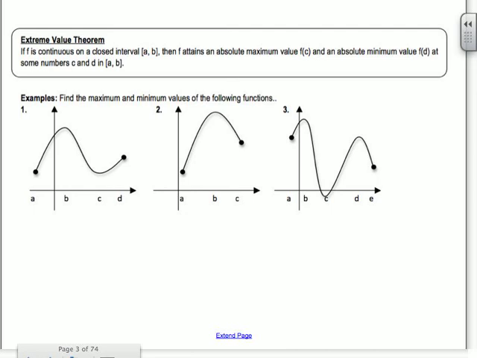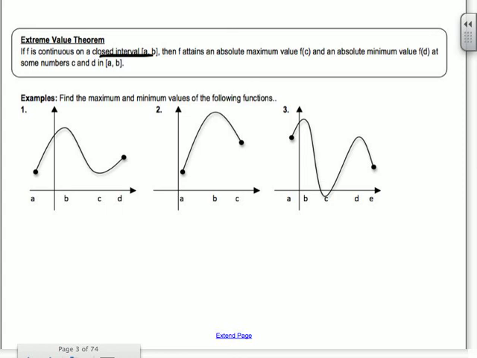Okay, so if f is continuous on a closed interval a to b, then f attains an absolute maximum value f of c and an absolute minimum value f of d at some numbers on a and b. So if it's closed, there has to be some kind of maximum or minimum, right?